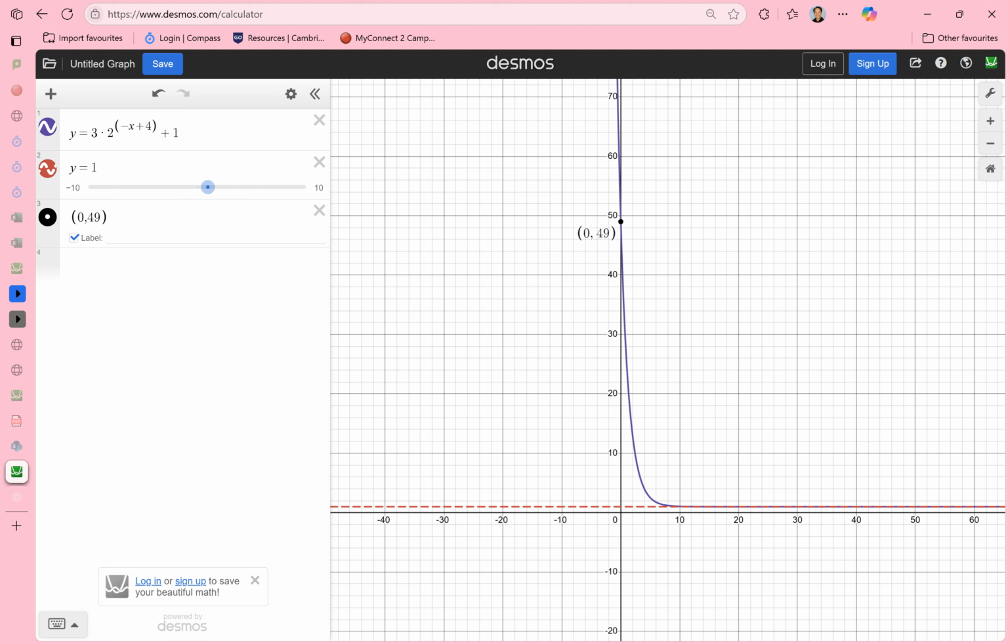Because half is the same thing as writing 2 to the power of negative 1. So the negative 1 times x, 2 to the power of x. Exactly that. That's how they do it. Every time it's a fraction.